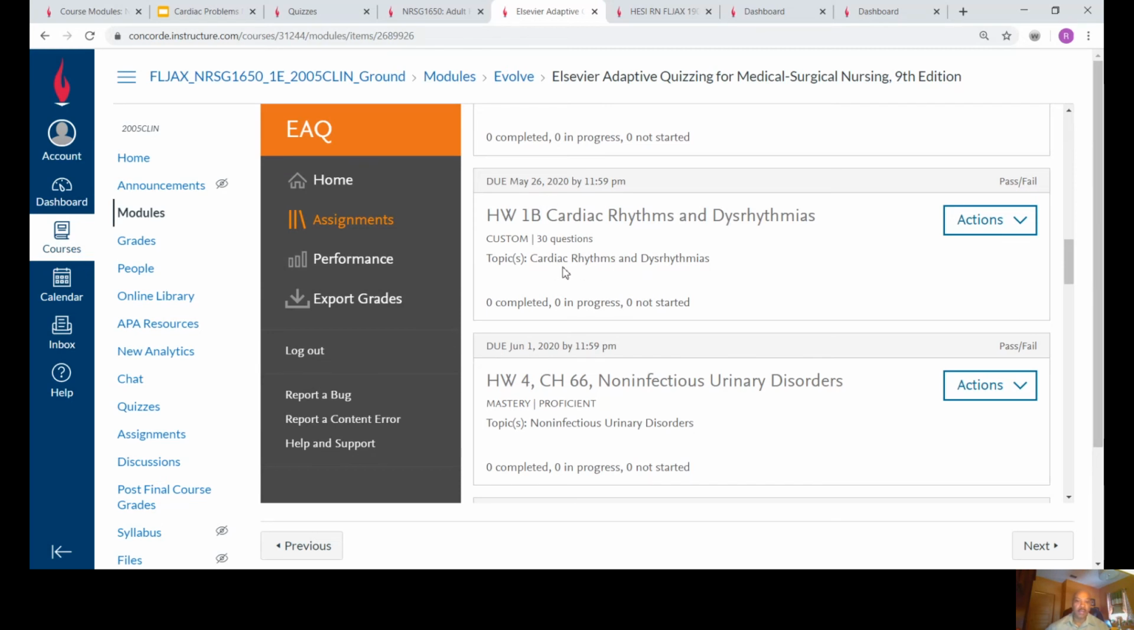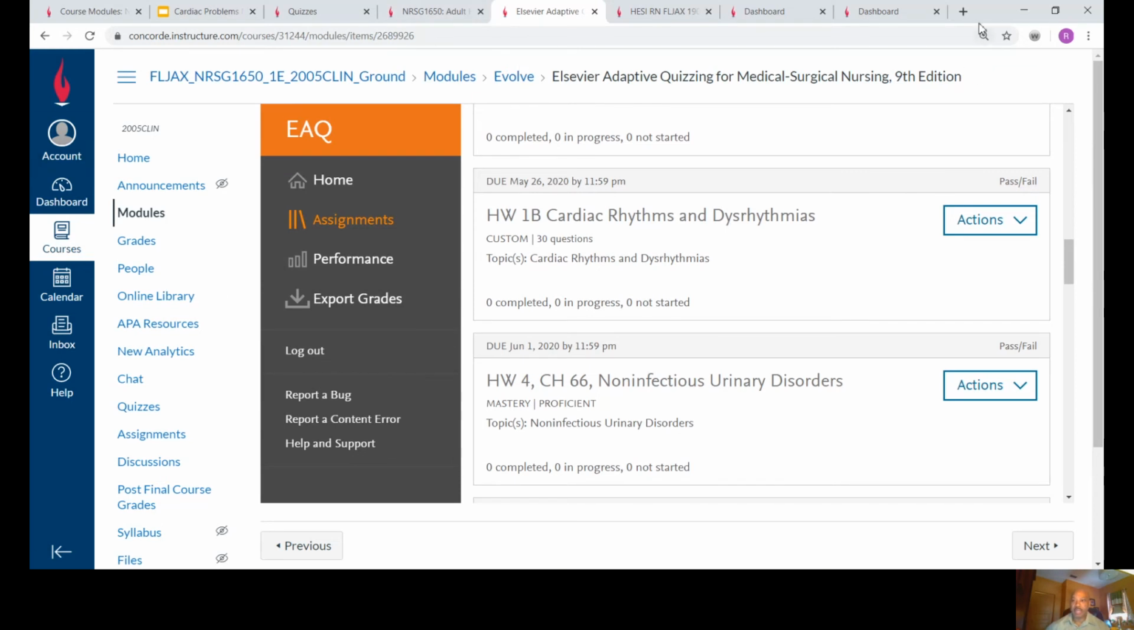And this just covers cardiac rhythms and dysrhythmias, and that's also just 30 questions. So in other words, you don't have to reach proficiency to the extent where you're answering probably 70, 80, 100, maybe even 200 questions. It all depends. You all really should be reading first before you do your EAQs anyway. This would help you to not have to answer so many questions. And I'm sure you all know that by now.